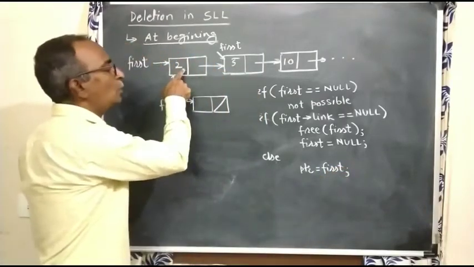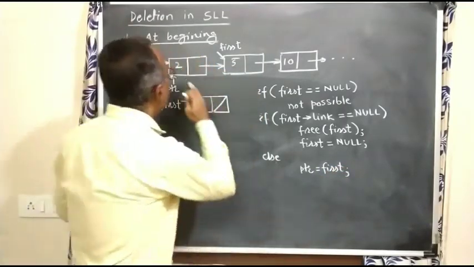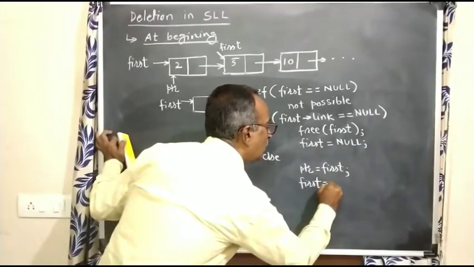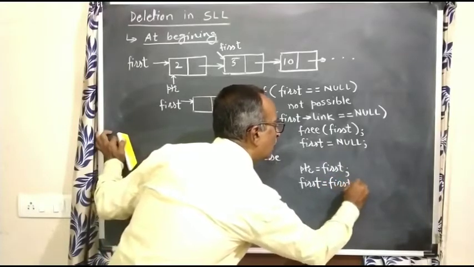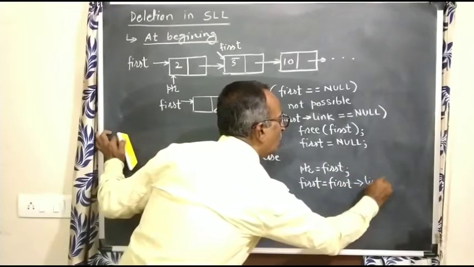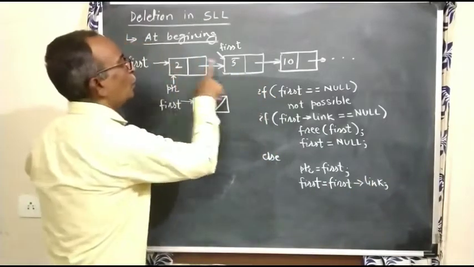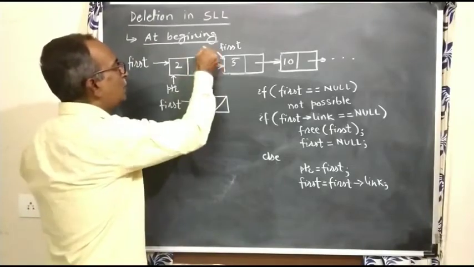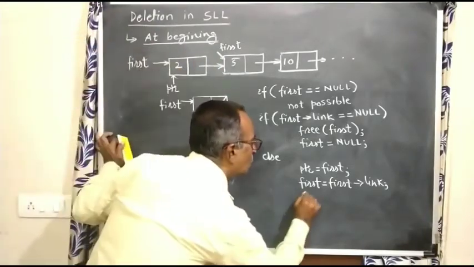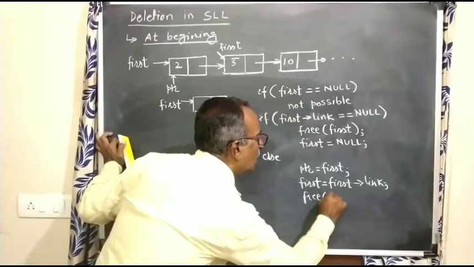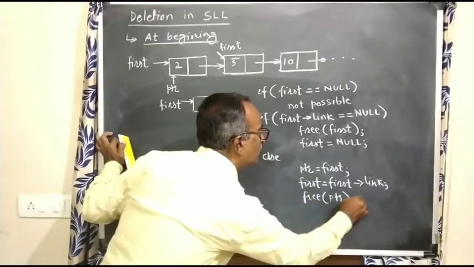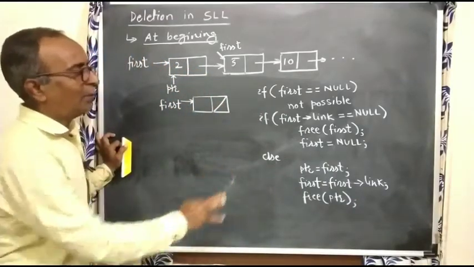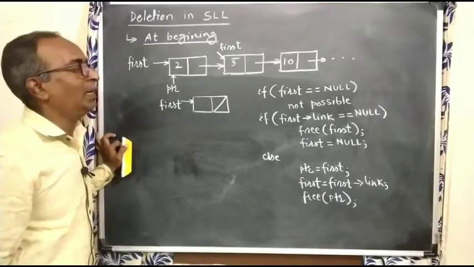So PTR is pointing to this node now. Then you can move first. How to move first? First is given first's link field. That will move first to point to the next node. Now first is pointing here. Now you have to free the memory pointed to by PTR. So free PTR. That's it. You are done with this deletion at the beginning.